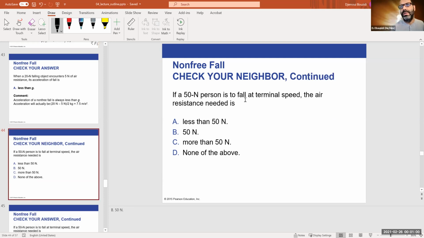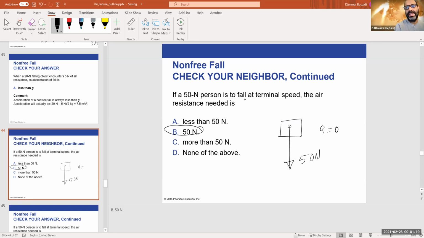So if a 50 Newton person is to fall at terminal speed, the air resistance has to be exactly 50 Newton, but that's a bad example. That person is falling at terminal speed, which means the weight is 50 Newton and the acceleration is 0. If the acceleration is 0, the air resistance must be exactly what is needed to compensate for the weight of the person, and that is 50 Newton. The trouble is the mass of this object: 50 Newton divided by g, and g is 10 meters per second per second.